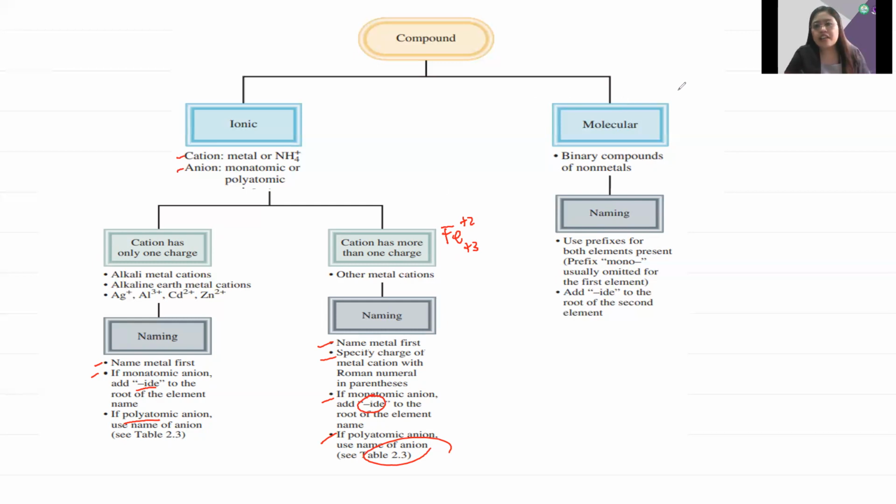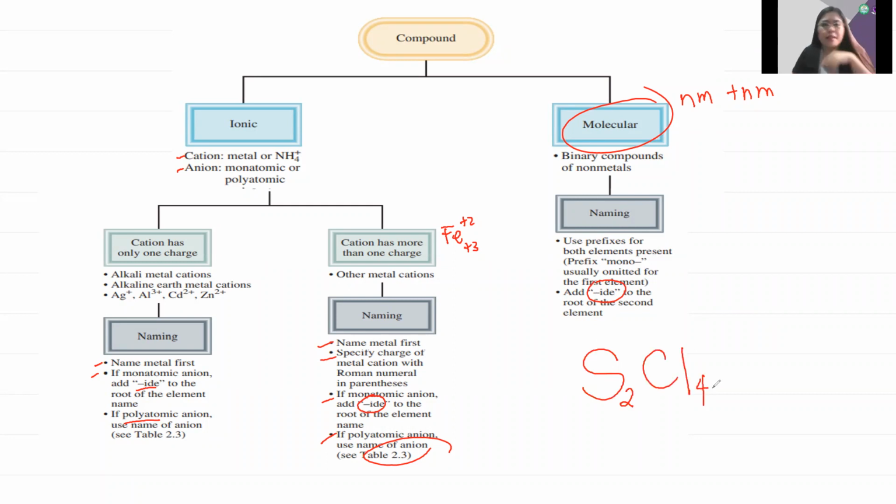Pero kapag nakita nyo, it's between a non-metal and a non-metal, dito tayo sa molecular compounds. So there again, binary compounds between nonmetals and nonmetals, and that's the time we use the prefixes like mono, di, tri, and so on. Except for the first element, kapag kaisang atom lang siya, no need to use mono. But the second element should always end with IDE. So kagaya nito.